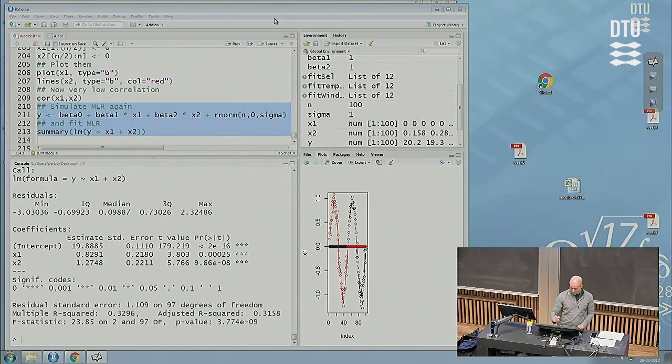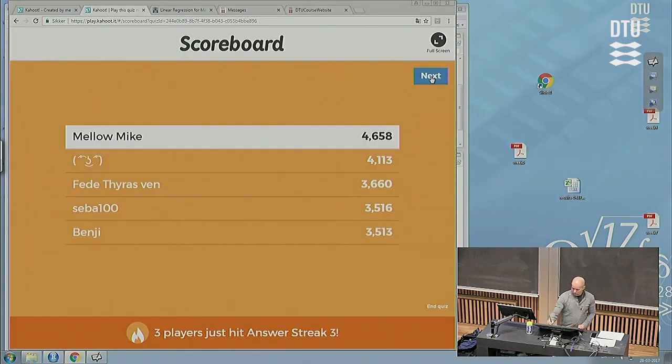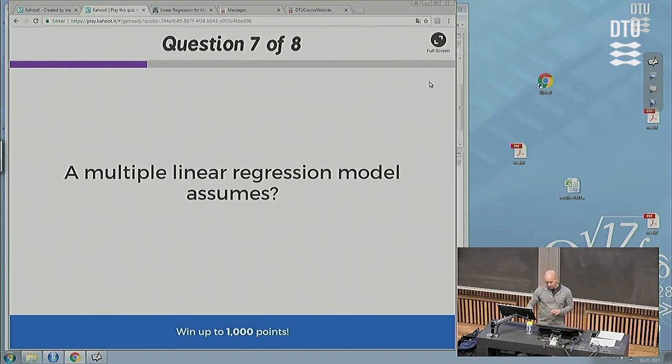We have 2 more questions, and then sort of the overview. Let's do this one. What do we assume?